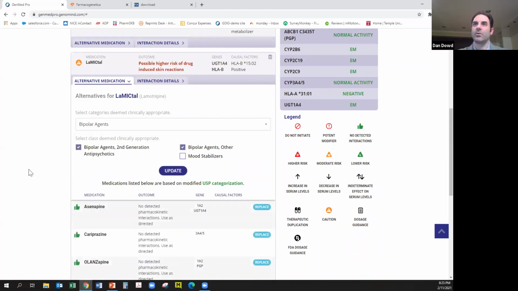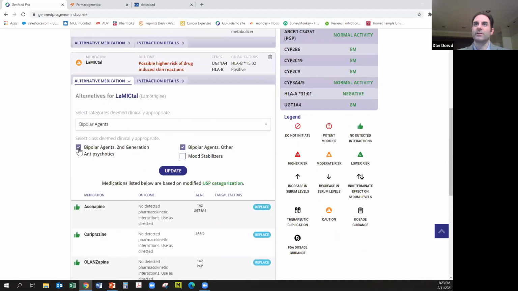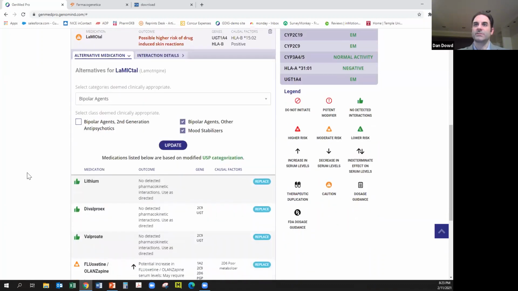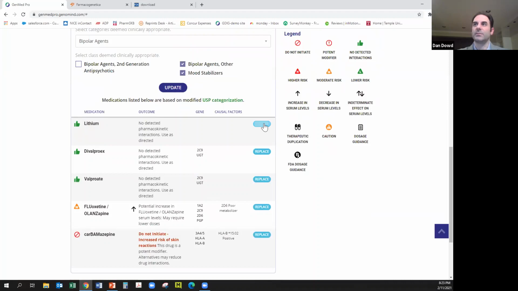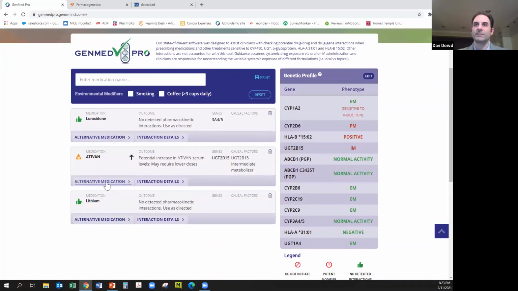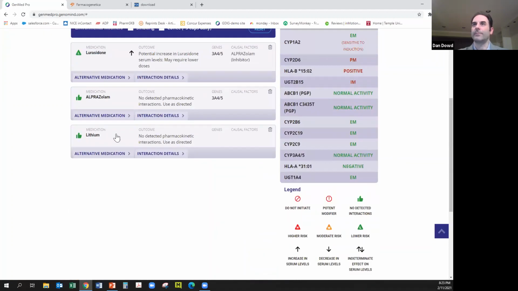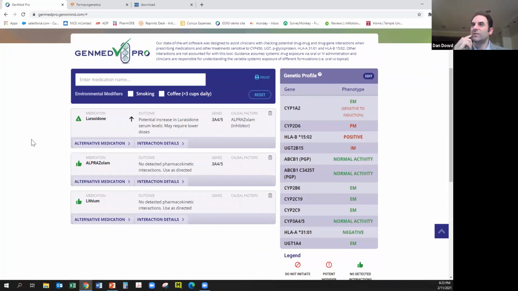Okay, so right now, I filtered by antipsychotics. I could get rid of the antipsychotics and filter by mood stabilizers, which I did right here. Maybe we'll replace it with lithium and see how we do. And then maybe I'll replace the Ativan with alprazolam. So we have just turned a fairly complicated and risky drug regimen into a much cleaner drug regimen because there's less interference.